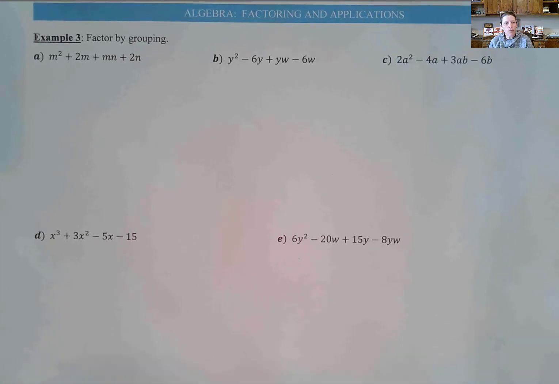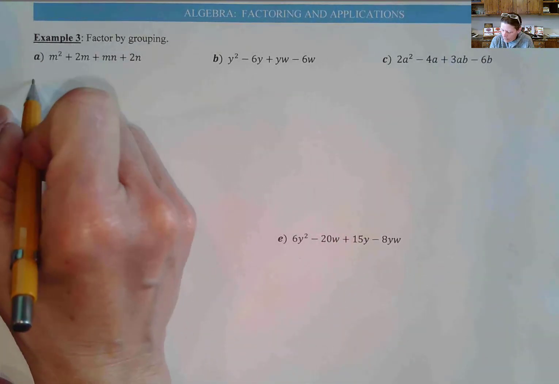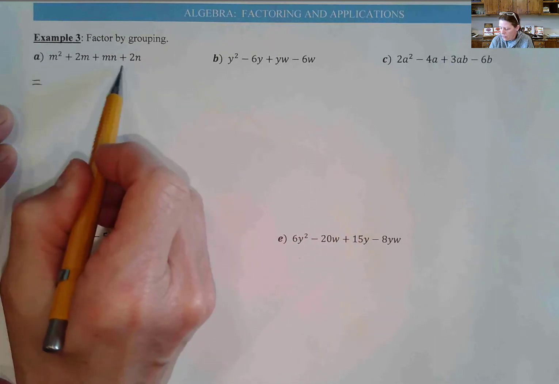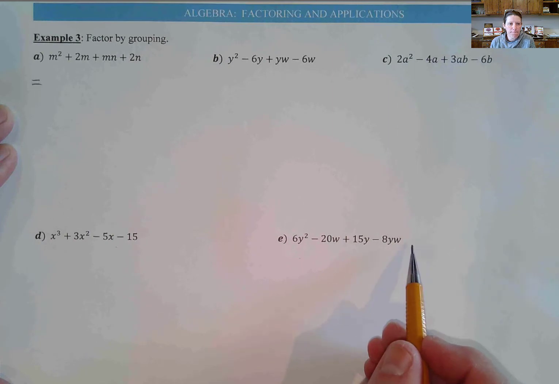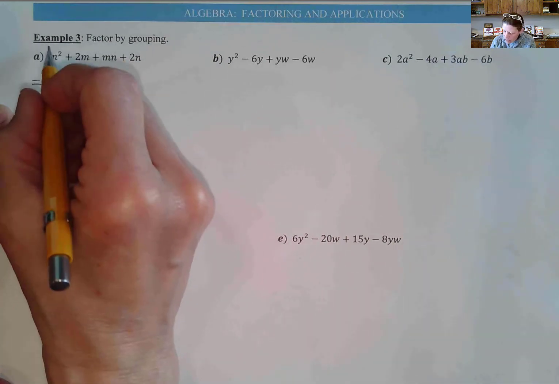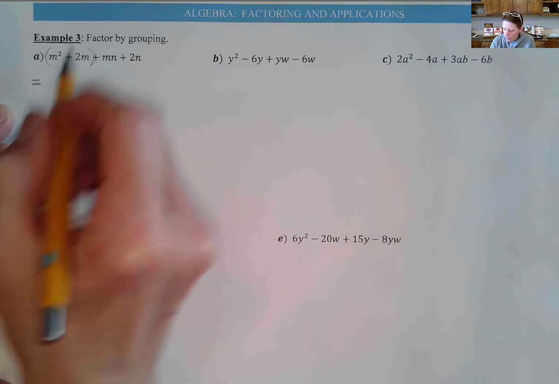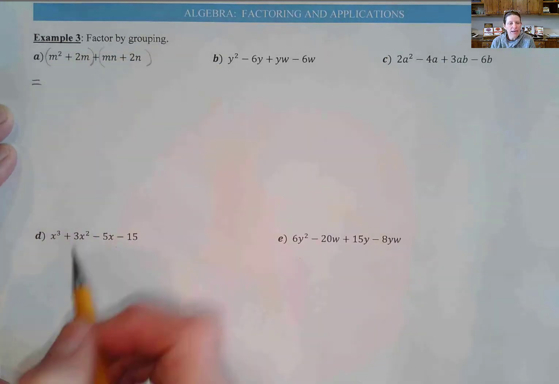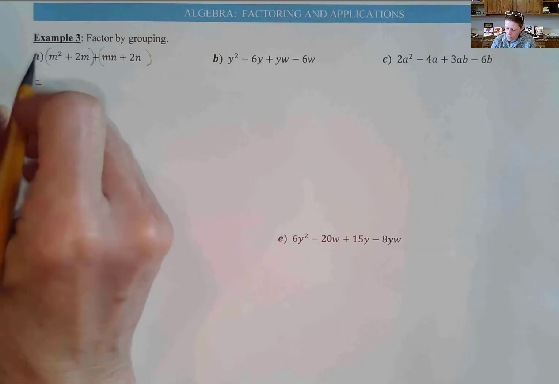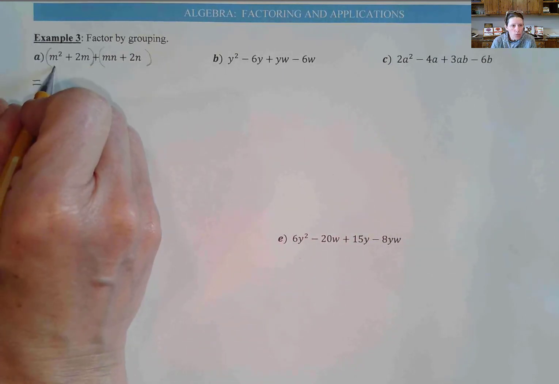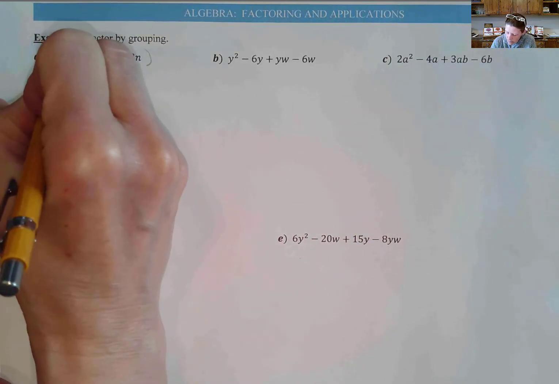In example 3, we're going to factor by grouping. So in each of these cases, we've got 4 terms. And we're going to first note that there's no greatest common factor for any of these expressions to factor out. However, if we just let our eyes group these in pairs, then we can begin by factoring a greatest common factor. The greatest common factor of m squared plus 2m is m.